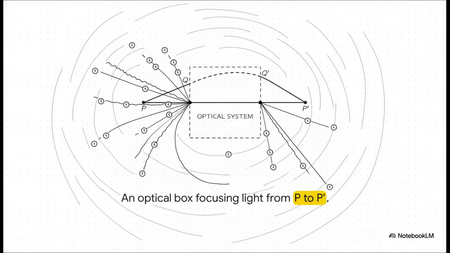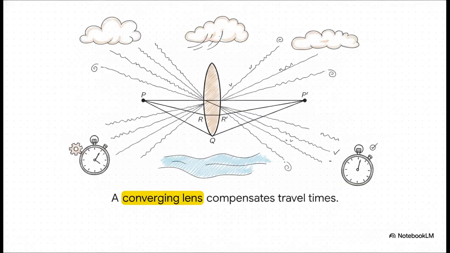Say you want to build a perfect optical device that takes light spreading out from one point and focuses it all perfectly back to a single new point. You run into a major hurdle. Light only wants to take the path of least time. So to trick it into taking multiple paths to focus together, you have to perfectly engineer your device so that every single possible path through it takes the exact same amount of time. And that is exactly what a converging glass lens does.